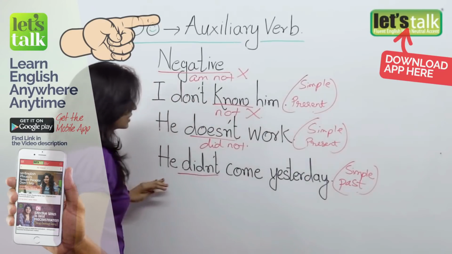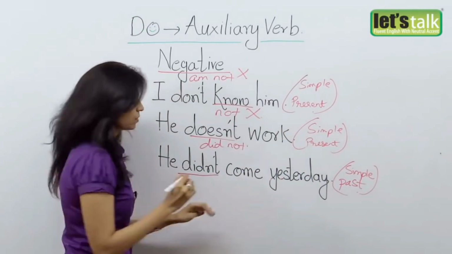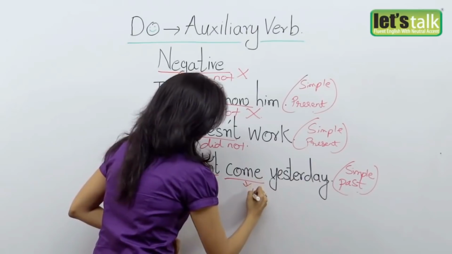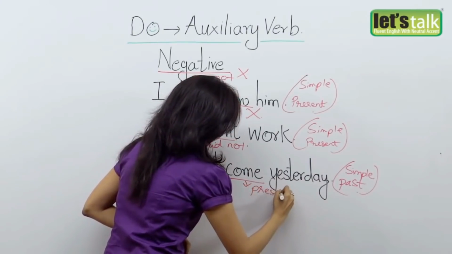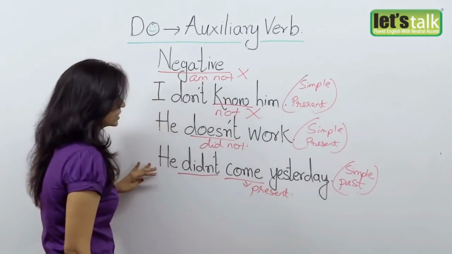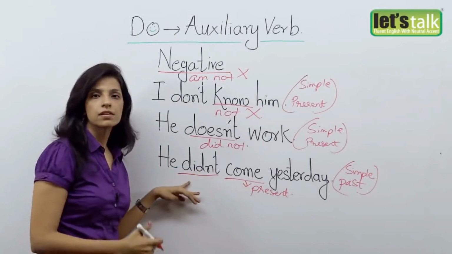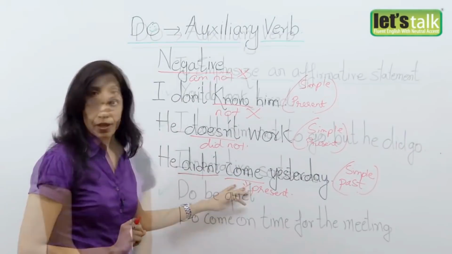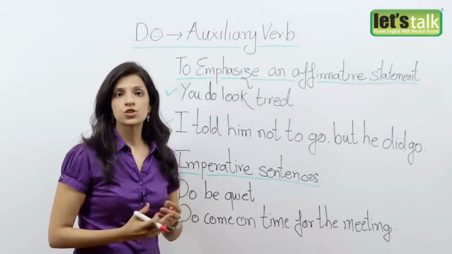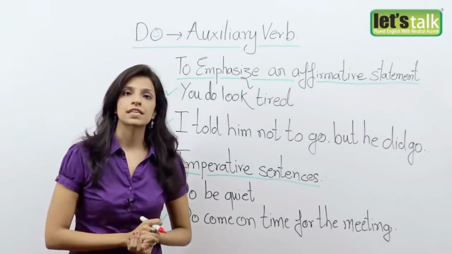So for the simple past, he did not come. Again, please remember the verb comes in the present form. So please don't say he didn't came or he didn't went, he didn't come. So we took a look at how do is used in negative and interrogative sentences.